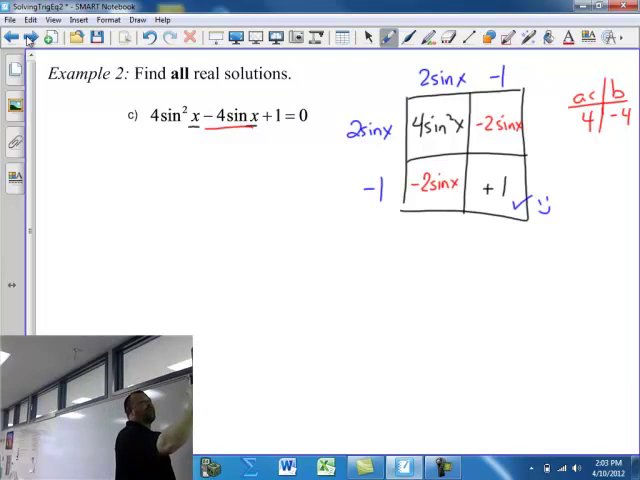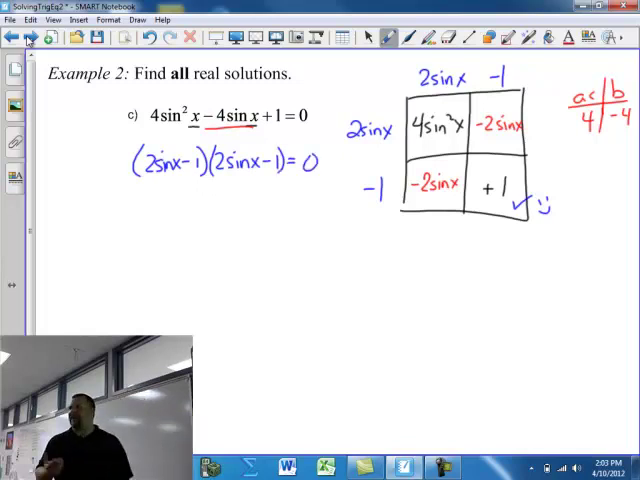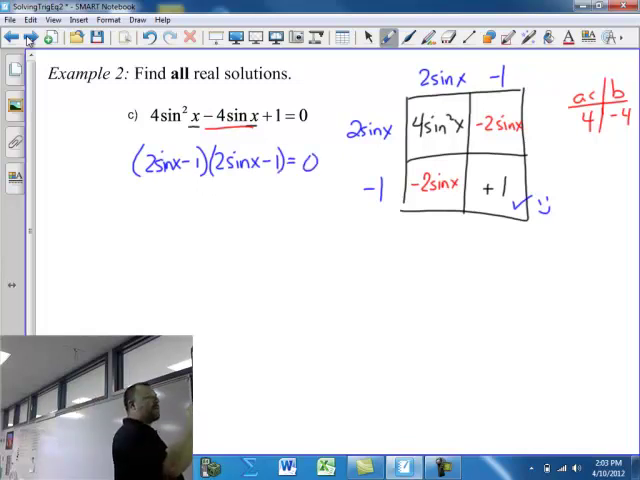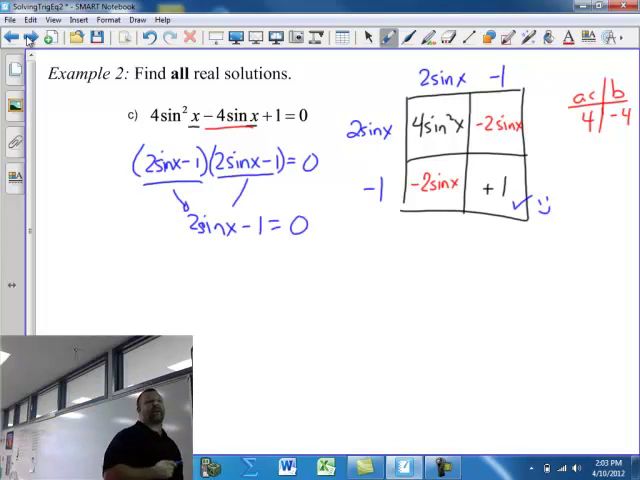So our factors are simply 2 sine of x minus 1 times 2 sine of x minus 1, which means we get a multiplicity of 2 again. Why do I keep getting these? But that means that 2 sine of x minus 1 has to equal 0. And since it's the same thing, do we really have to solve it twice? We don't have to solve it twice. This is the same thing.